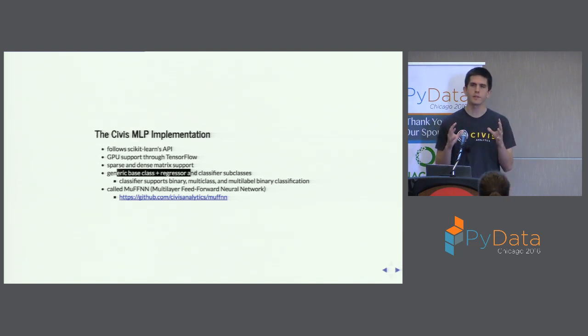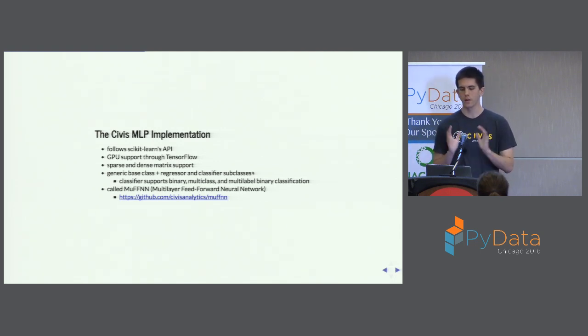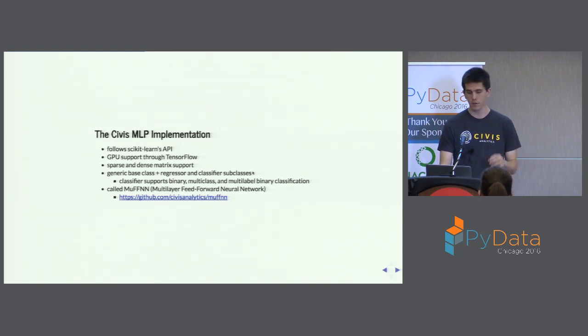There's a generic base class. As I mentioned, the first two layers are the same, regardless of whether you're doing regression or classification, so a lot of that code can be reused. And because I'm really bad at naming, I called it a multi-layer feed-forward neural network. I called it Muffin. It's on the GitHub.